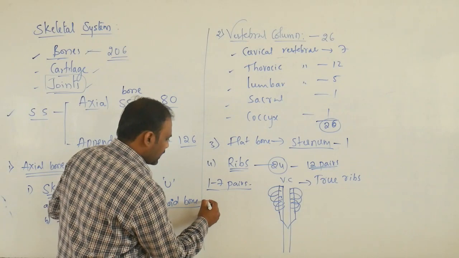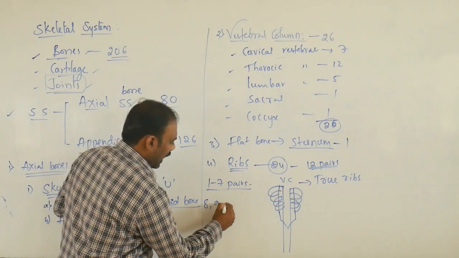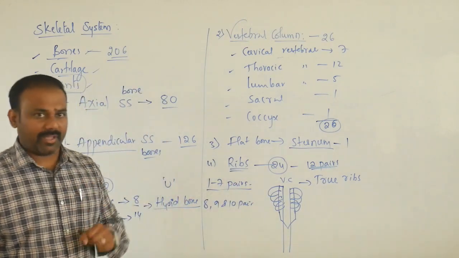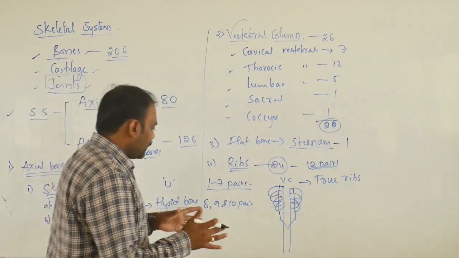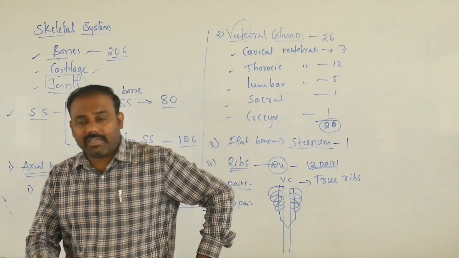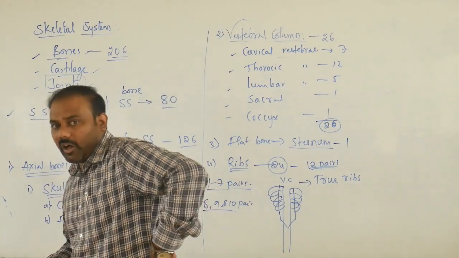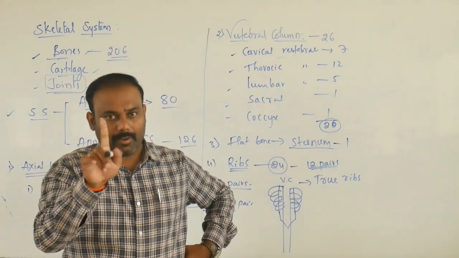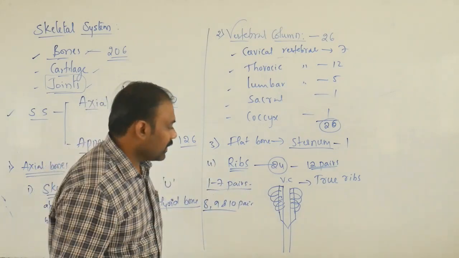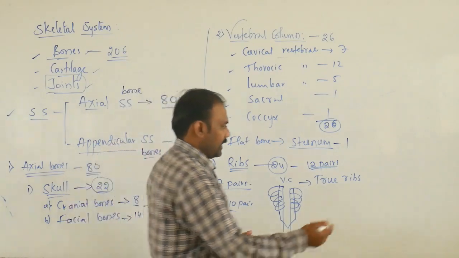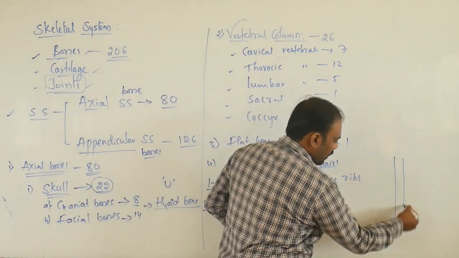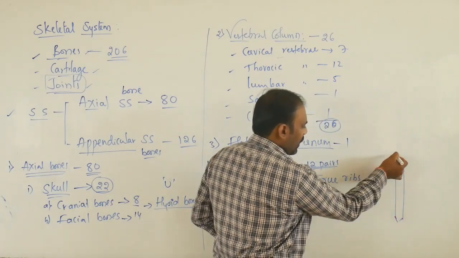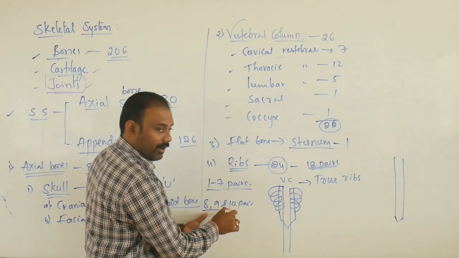And next, after 7, the 8th, 9th and 10th pairs. What happens? These 8, 9, 10 pairs arise directly from the vertebral column, but they are not attached to the sternum. Remember, they are not attached to the sternum. Then how are they present? Imagine this is the sternum. Here we are talking about 8, 9, 10.